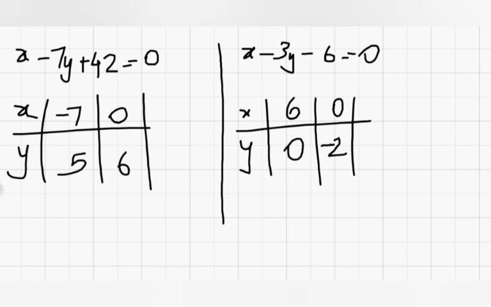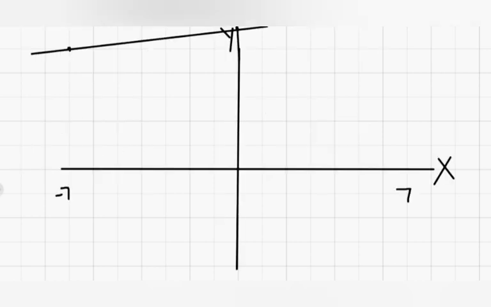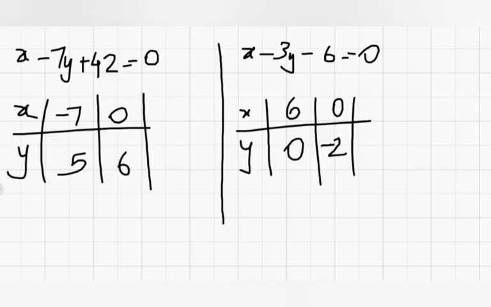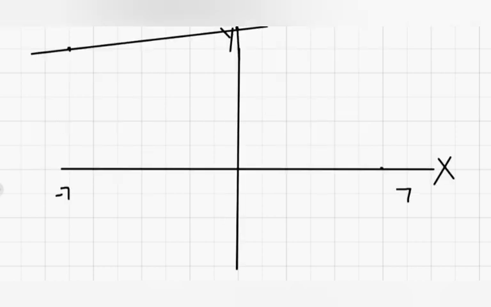The second is 6 and 0. So 6 is here and 0 is here. So the first point is here, and the second coordinate is 0 and minus 2, which is here. So we are going to join them like this. Yes, now we got this here.